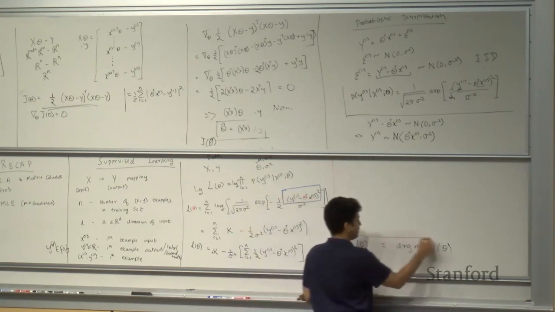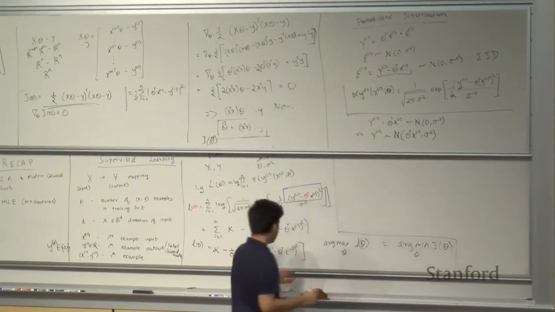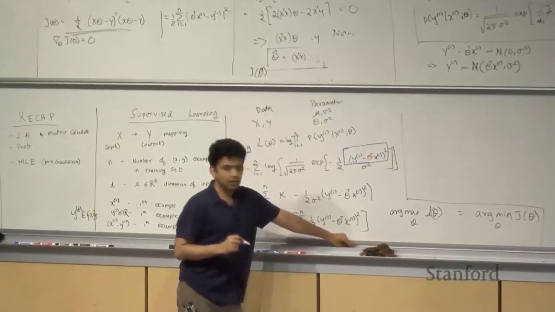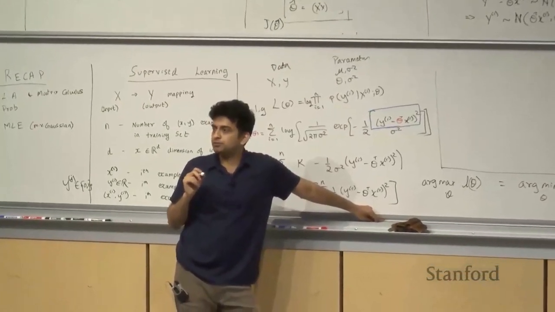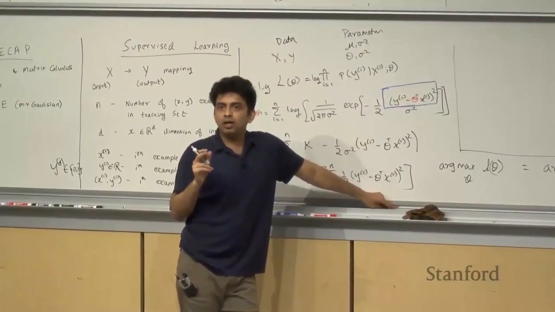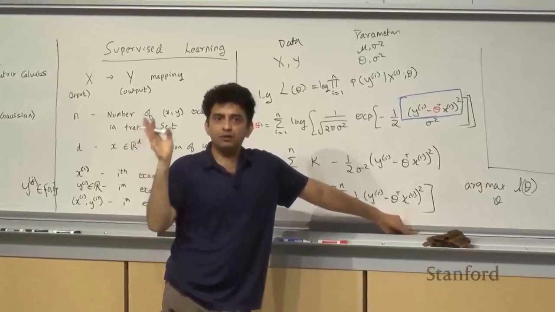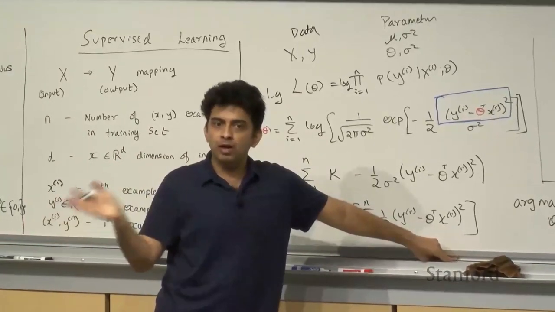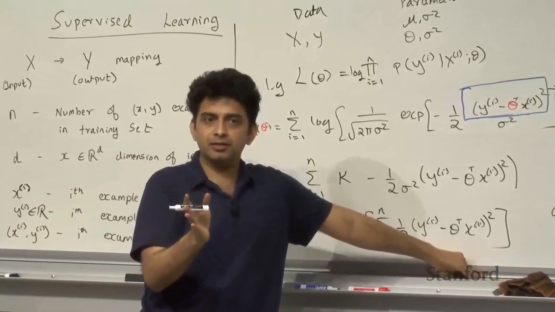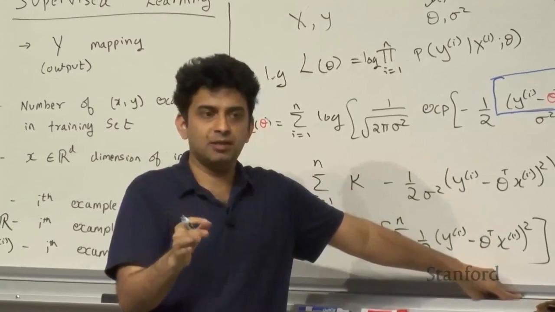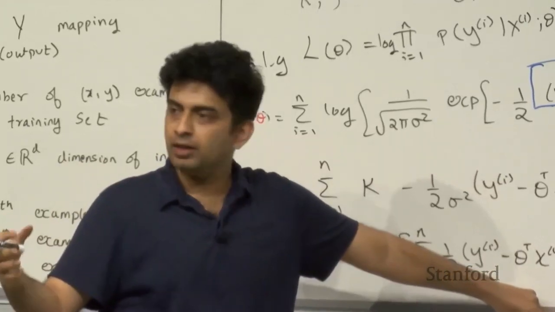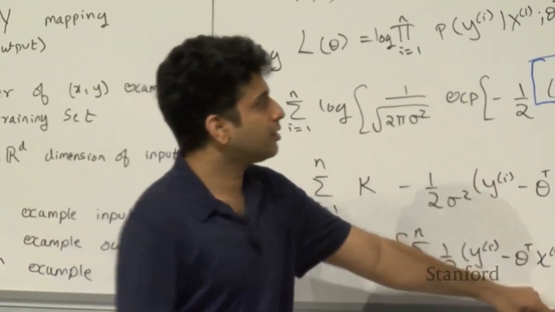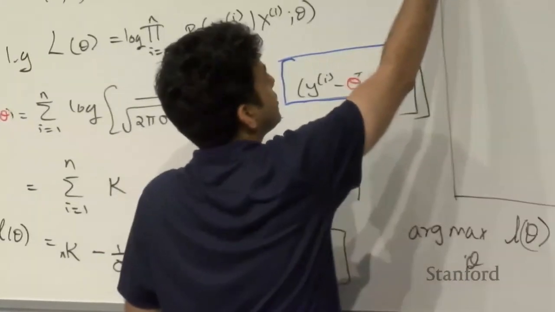Now, in the last few minutes that we have, I want to provide yet another interpretation of linear regression. We saw that linear regression can be solved through gradient descent or through the normal equations. We saw that linear regression is actually the same as maximum likelihood if you assume that the noise is Gaussian. Now, here's yet another view of linear regression.